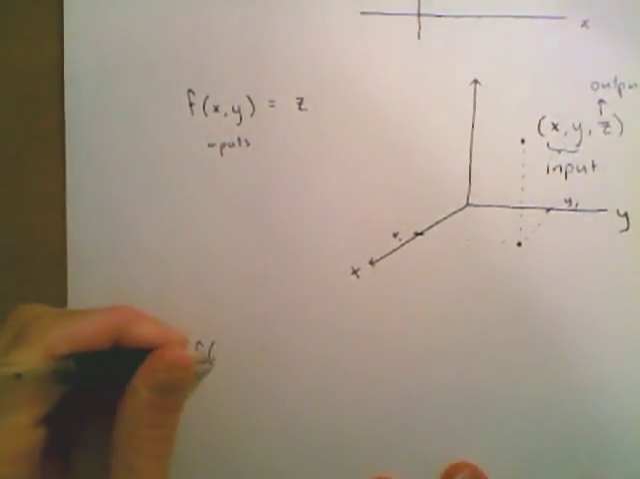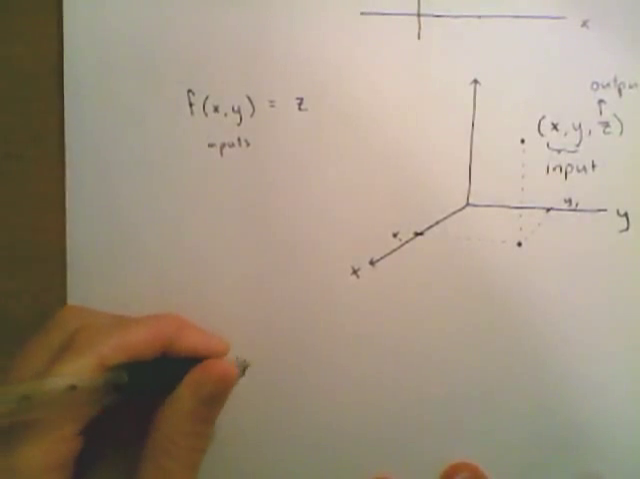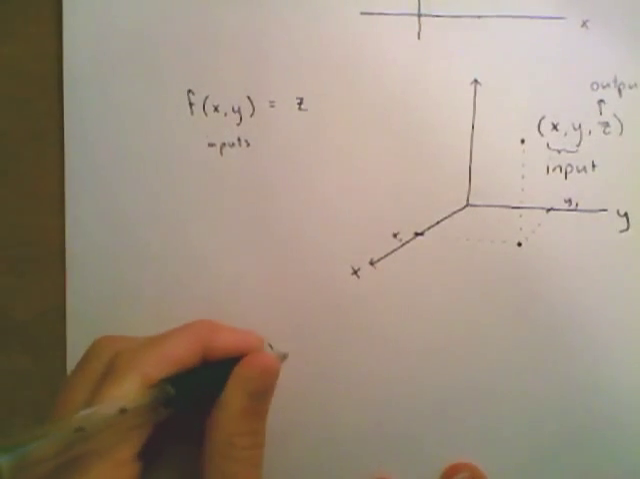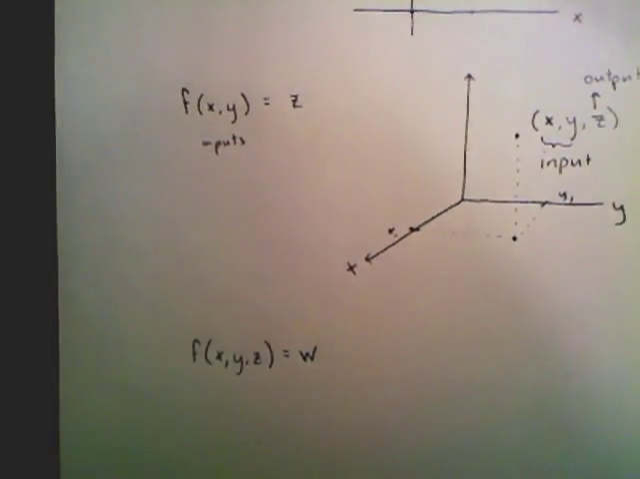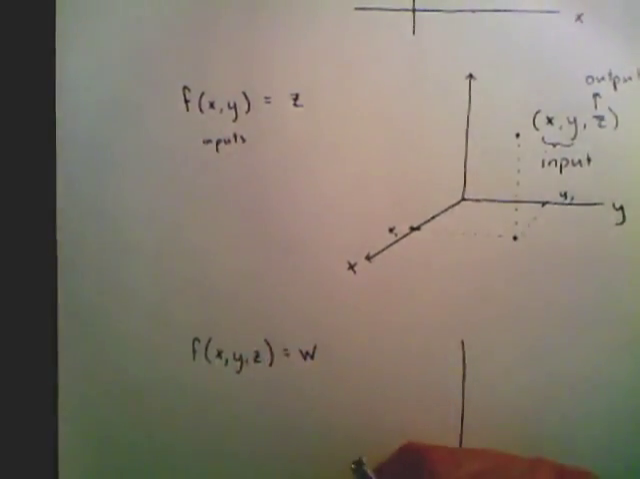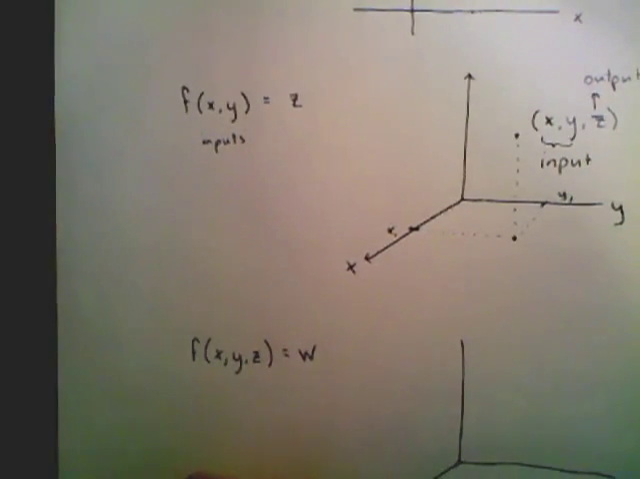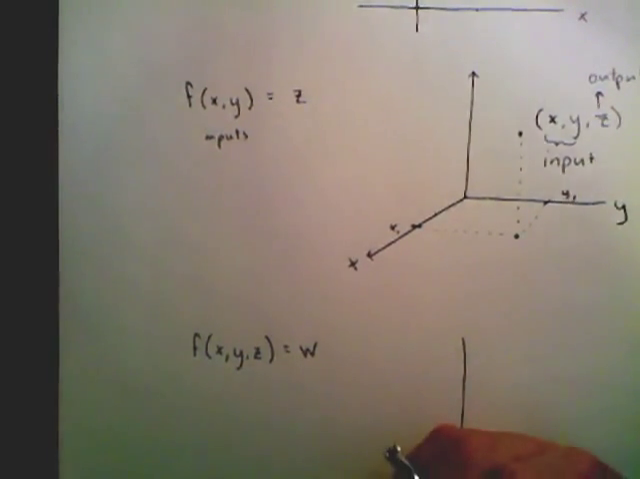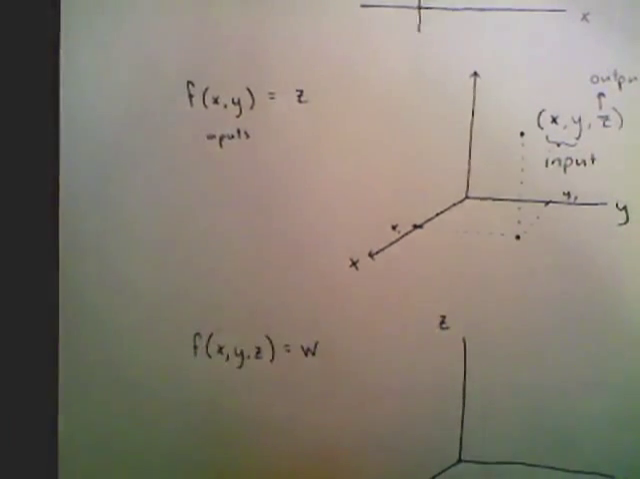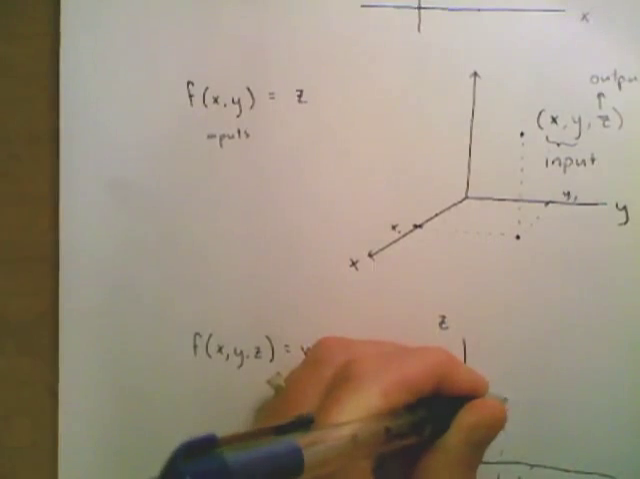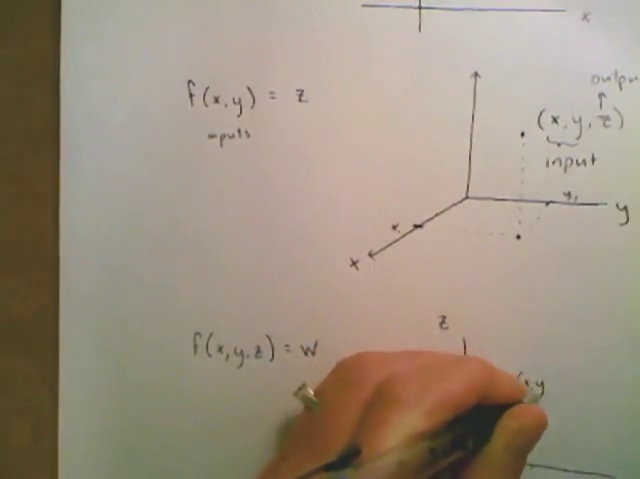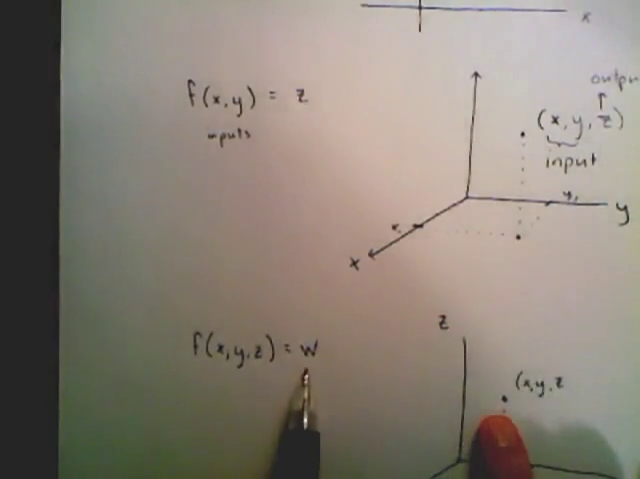And this generalizes. So if I wanted to, I could have three variables as my inputs. I could have x, y, and z all as inputs, and then w would be my output. This is much trickier to visualize because in this case, my inputs are in three-dimensional space, right? My input is taking up all of x, y, and z coordinates. So let's say my input is out here at the point x, y, z.